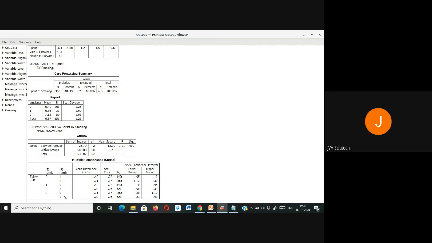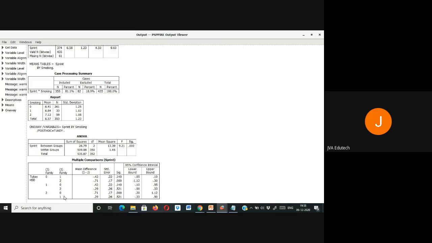It is a kind of 3 by 3 matrix it is making actually. So you can write on the basis of the first only, okay, that is, from the above table it is clear that there exists no significant difference between the past smokers and non-smokers. However, there exists a significant difference between current smokers and non-smokers.